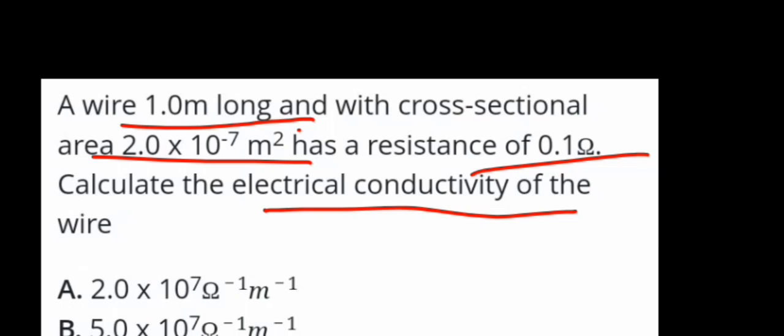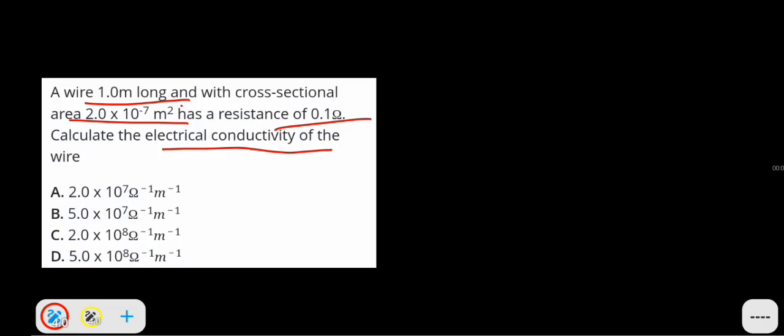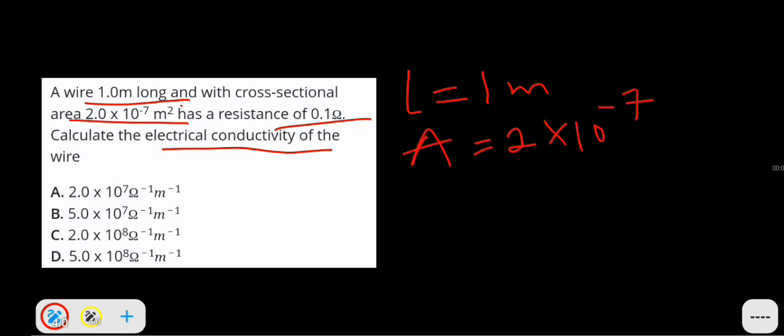Let's bring out the values first. You can see from this question that the length L is 1 meter. Then the area A is 2 times 10 raised to the power -7, and the resistance is 0.1. Then all you need to do is put it in the formula of resistivity. You need to find resistivity first before you can find conductivity. So let's do that now.